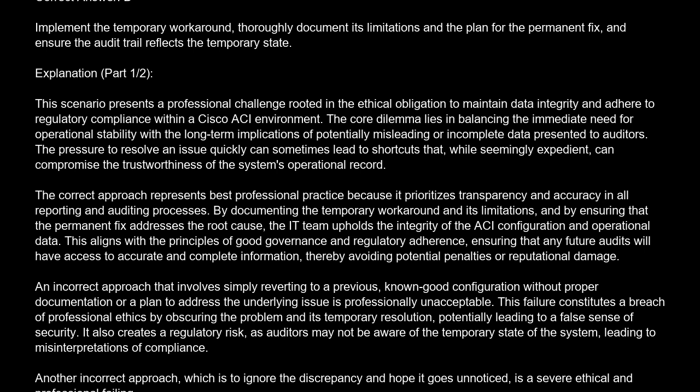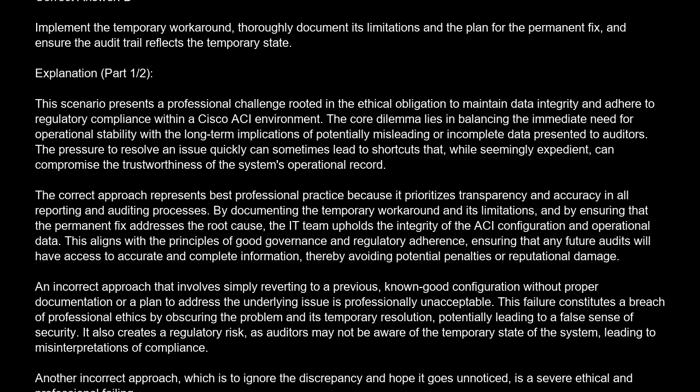The correct approach represents best professional practice because it prioritizes transparency and accuracy in all reporting and auditing processes. By documenting the temporary workaround and its limitations, and by ensuring that the permanent fix addresses the root cause, the IT team upholds the integrity of the ACI configuration and operational data. This aligns with the principles of good governance and regulatory adherence, ensuring that any future audits will have access to accurate and complete information, thereby avoiding potential penalties or reputational damage.